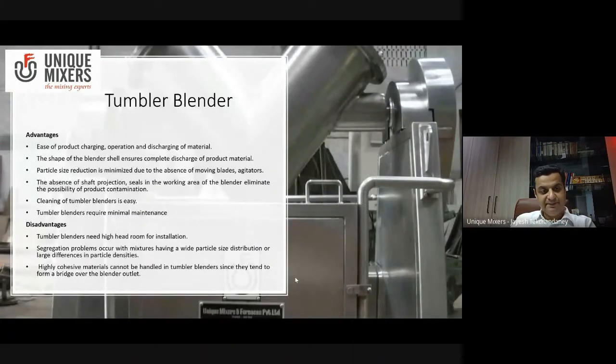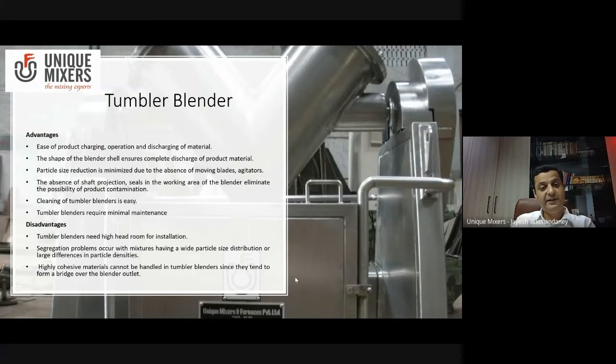What are the advantages? Ease of product charging, operation and discharging of material. The shape of the blender ensures that 100% or complete discharge of the product material is effected. This is an extremely advantageous aspect of the tumbler blender, 100% product discharge. There is hardly any particle size reduction because you don't have any moving blades or agitators inside. The absence of any shaft projection or seals in the working area of the blender eliminates the possibility of product contamination. This blender is easy to clean and requires minimal maintenance.